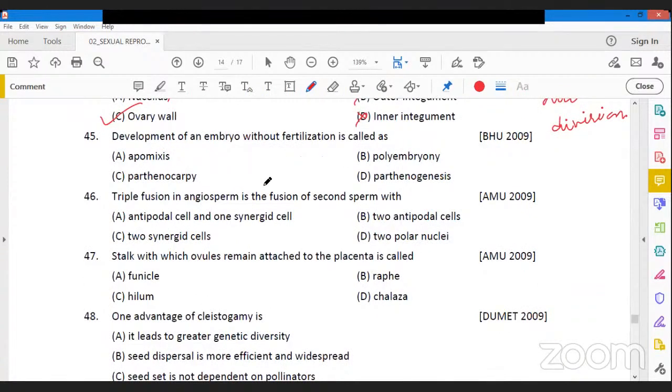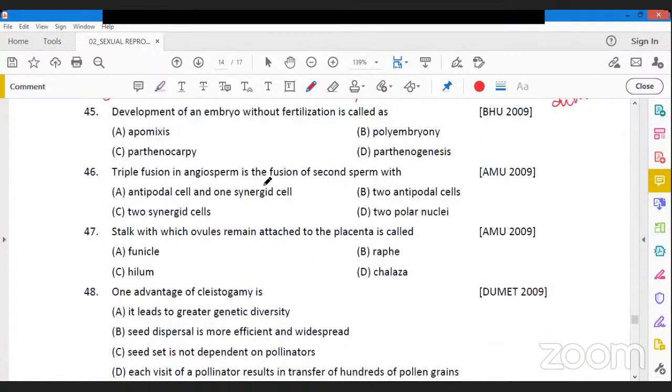Then development of embryo without fertilization is called apomixis. Polyembryony, many embryos in a single seed. Parthenocarpy, development of individual without fertilization. Here embryo is given, so it is not parthenocarpy; that is development of fruit without fertilization. Parthenogenesis, development of organisms without fertilization. Here we are looking at plants, so it is apomixis, which is the correct answer.